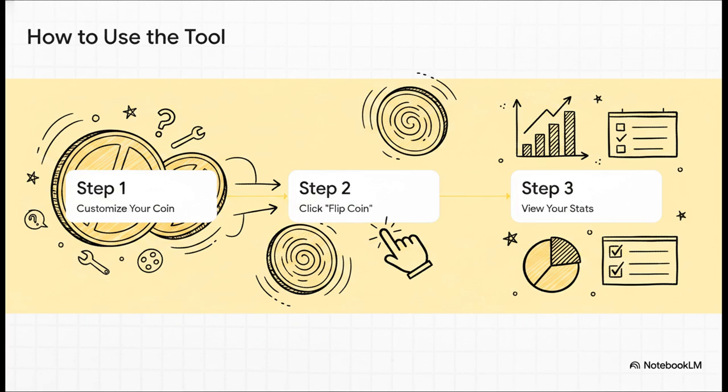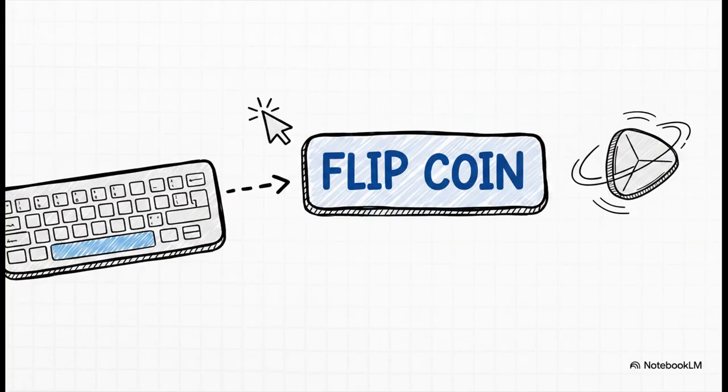Using the tool is really just a simple three-step process. First, you can customize your options. Second, you make the flip. And third, you can even track the results. But let's be honest, the most important part is the flip itself. And the core of the tool is just pure simplicity. All you have to do is hit that big flip coin button, or you can even just tap your spacebar. The coin spins, and in a second, it lands on a result. Boom, decision made. It's literally that easy.